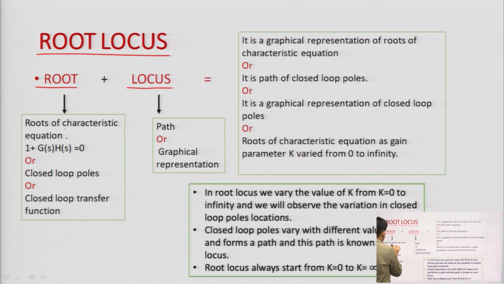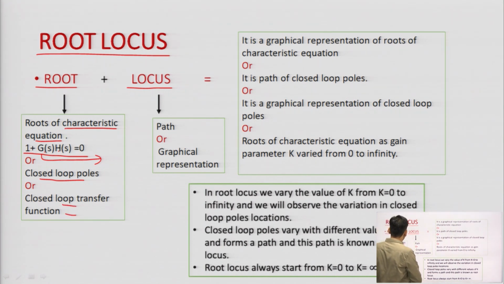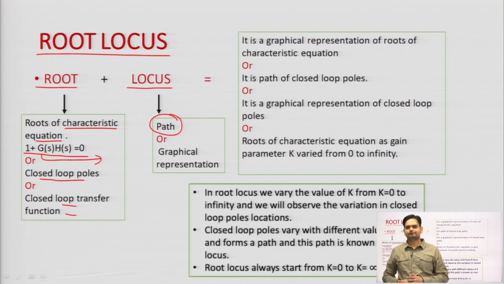So, this root is basically the roots of a quadratic equation. I will write the quadratic equation as 1 plus G(s)H(s), where G(s) is the transfer function and H(s) is the feedback element. If I take the root of this equation, it gives me the value of the closed loop poles, and we can say it represents the closed loop transfer function. Now, if we come to locus, you know that a locus is basically a path or graphical representation, right.